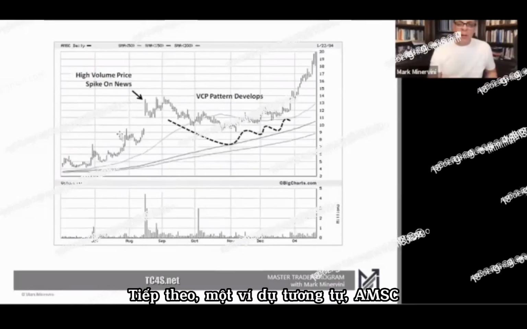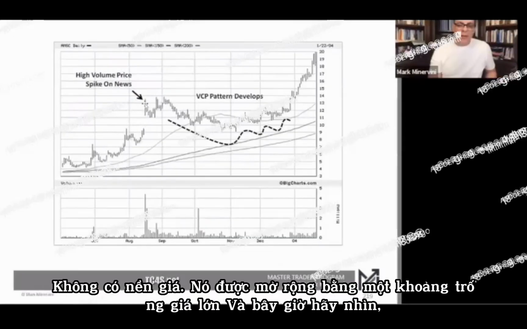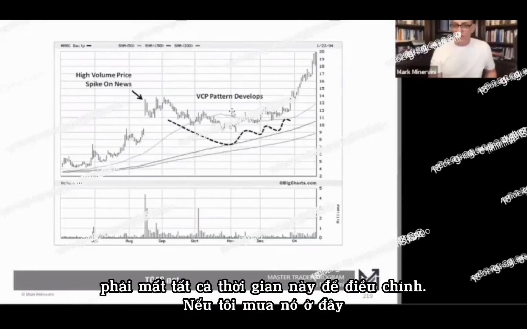Again, same thing with AMSC. See, up the right side here, I would never buy here. This stock is very risky. There's no base. It's extended. It just came on a big gap. And now, look, it takes all this time to correct.